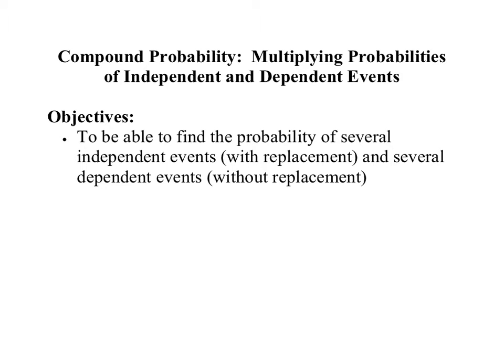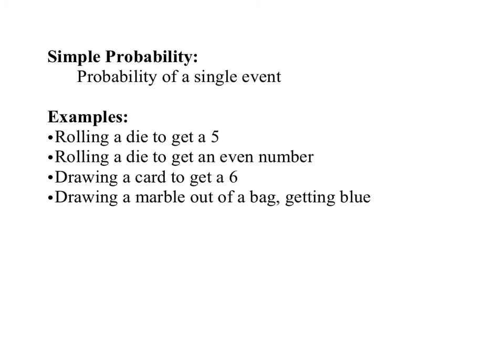Today we're going to look at finding the probability of several independent or several dependent events. A little review on simple probability. If you recall, simple probability is finding the probability of a single event, like rolling a die and trying to get a 5, rolling a die and getting an even number, or drawing one card to get a specific value like 6, or drawing a marble out of a bag and getting a certain color like blue.